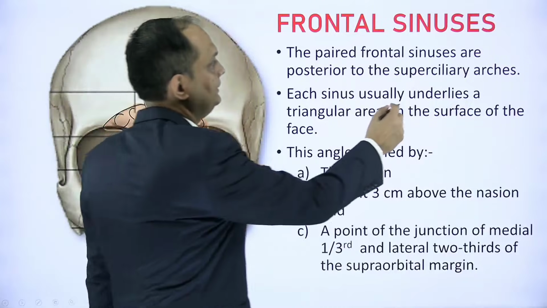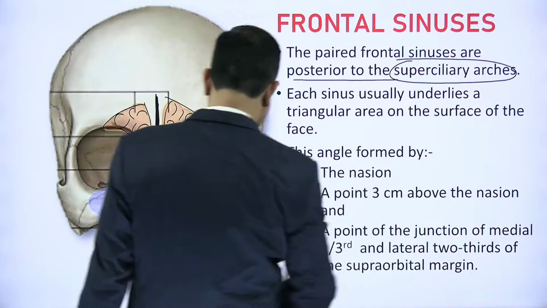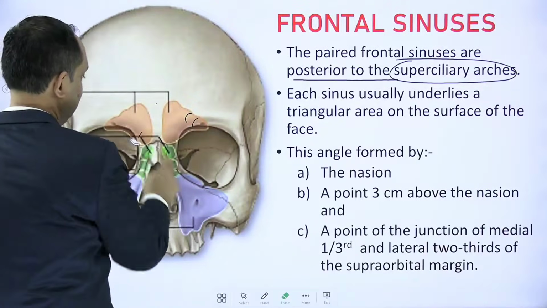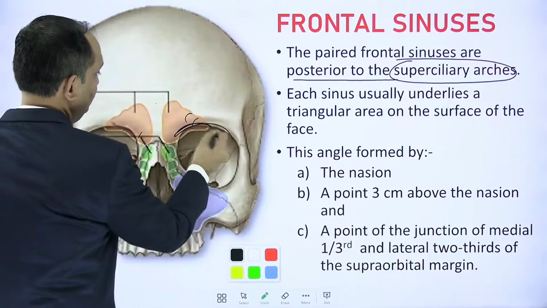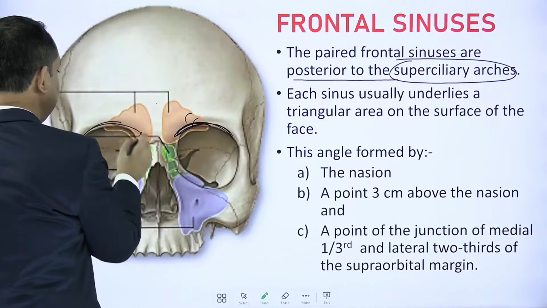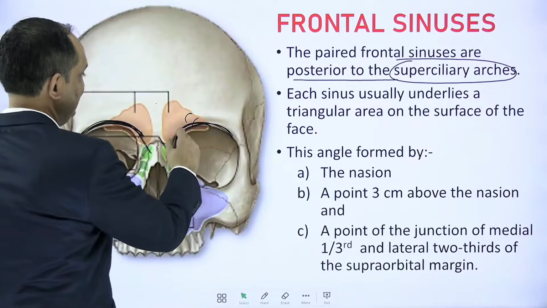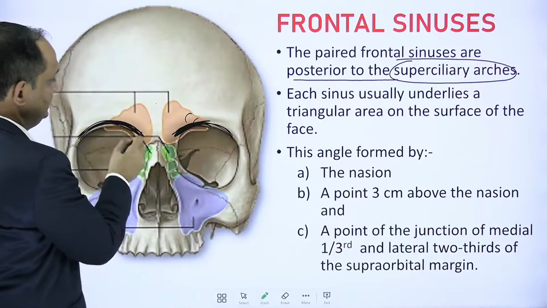Now, the paired frontal sinuses are posterior to the superciliary arch. Here in this diagram you can see where the superciliary arch is. So, the superciliary arch is this portion. Along with the supraorbital margin, the frontal sinus is located behind the medial part of the superciliary arches.